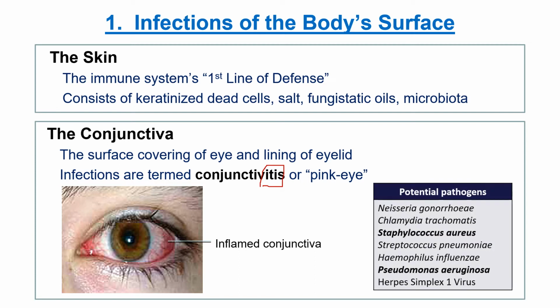So what pathogens are we talking about? Many pathogens. I'm mostly just going to focus on these two, Staphylococcus and Pseudomonas aeruginosa. We've already talked a lot about Staphylococcus, and we're going to talk a lot more about Staphylococcus today. We're also going to talk a little bit about Pseudomonas.